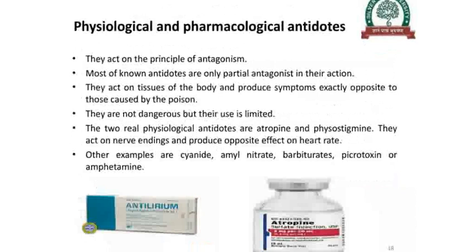But they are all only partial antagonists. They act on tissues of the body and produce symptoms exactly opposite. So their use is limited. Examples are cyanide, amyl nitrite, barbiturates, picrotoxin and amphetamine. They are all chemical antidotes of an opposing nature.